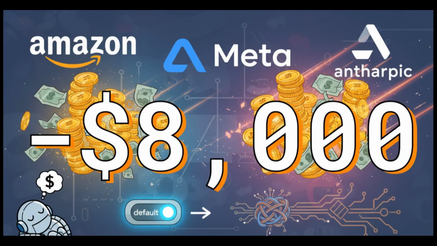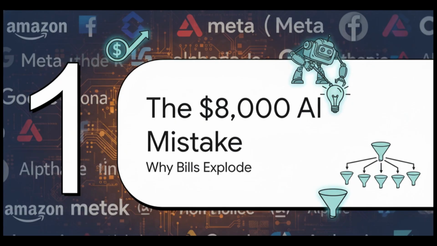I saw a team recently get hit with an $8,000 invoice for 1 month. Their reason, and I'm quoting here, pure developer laziness. They just set one expensive model as the default and kind of forgot about it. This isn't some bug, you guys. It's a broken strategy. So let's dig into the real heart of this problem, right?